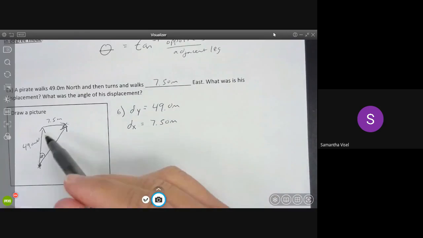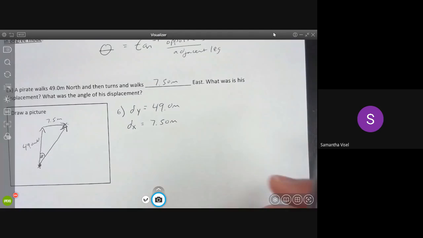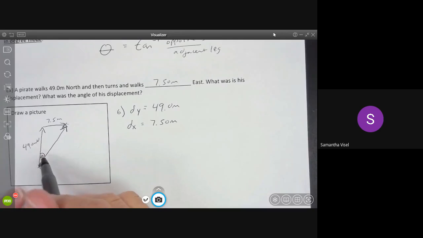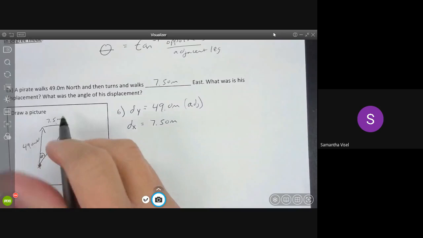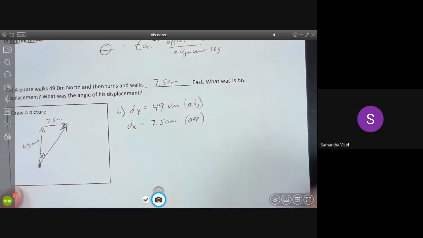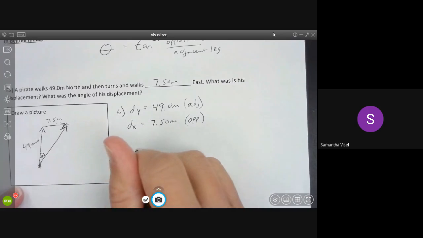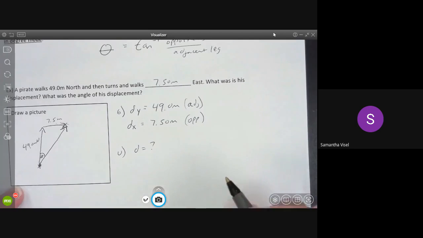Now, this is a good time for me to identify the adjacent and the opposite leg of this triangle that I made. That'll help me with the angle problems. So here's my angle. 49 touches the angle. It's next to the angle, so that is the adjacent leg. And then 7.5 is directly across. It's opposite, doesn't touch the angle. So that's the opposite leg. I'll need that for my angle of displacement. Unknown, so we're looking for the total displacement, so just d. And then we're also looking for theta, the angle.